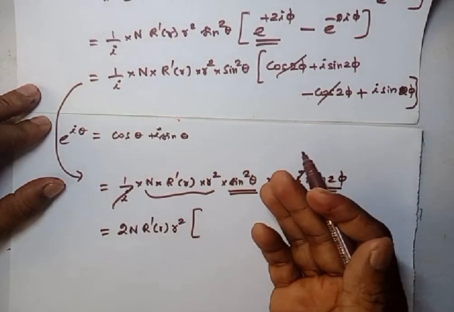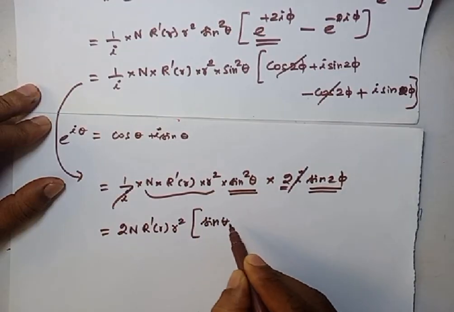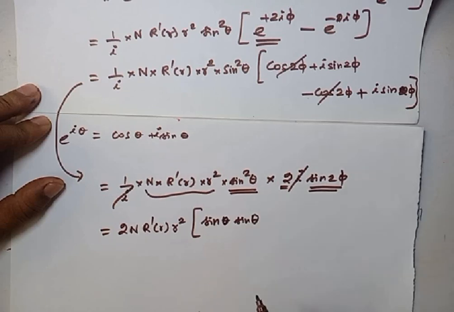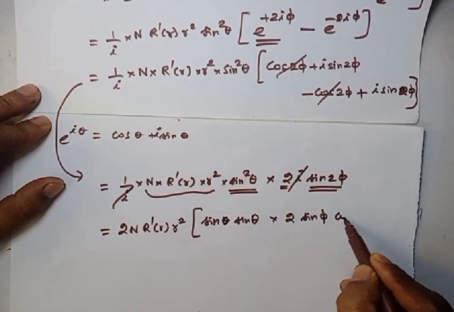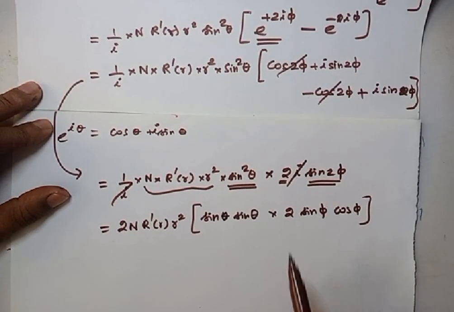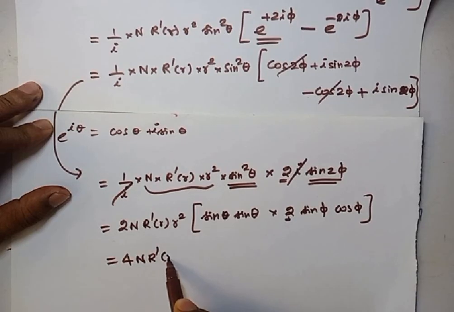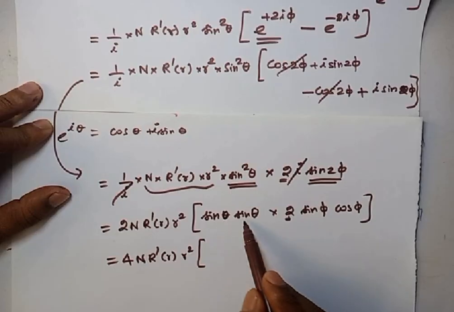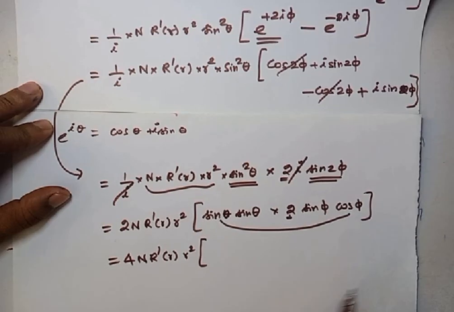We have already discussed it, but anyway, to find the orbital, what to do? You can write sine square theta as sine theta into sine theta. Correct? Sine 2 phi can be written as 2 sine phi cos phi. Trigonometric formulas, you know very well. Anyway, 2 is a constant, you can keep it out. So 4N R prime r square. And now listen, I have sine theta, sine phi cos phi. Remember, sine theta cos phi, right?